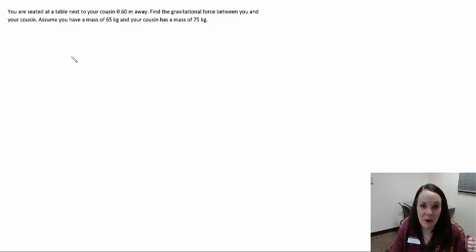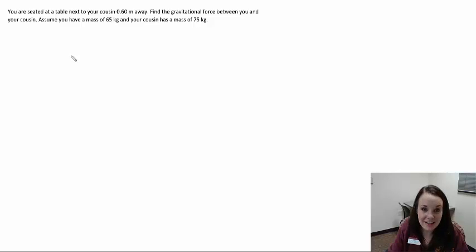We're going to go ahead and solve the problem shown, and it relates to gravitational force. It says here, you are seated at a table next to your cousin who's 0.60 meters away. Find the gravitational force between you and your cousin. Assume that you have a mass of 65 kilograms and your cousin has a mass of 75 kilograms.